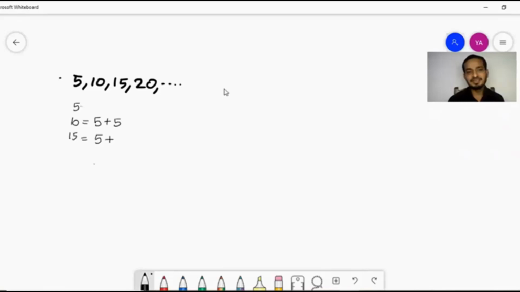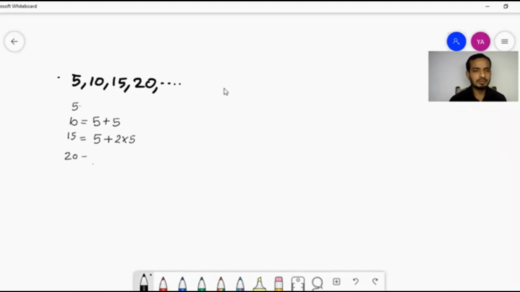Am I right? So can I write like this? The third term is 5, where 5 means the first term, plus 2 times the common difference. Am I right? The third term 15 is equal to the first term 5 plus 2 times the common difference. Right? Yes. So the fourth term 20 is equal to 5, the first term, plus 3 times the common difference. Am I right? Yes. Okay.